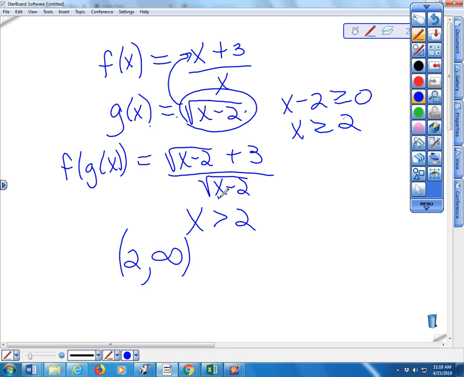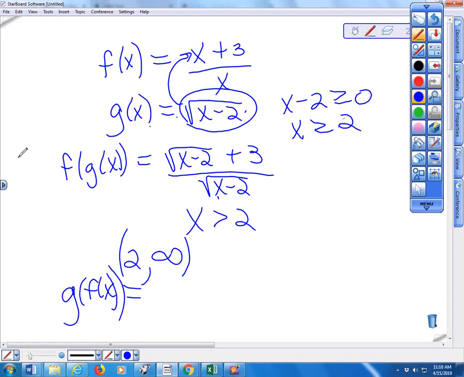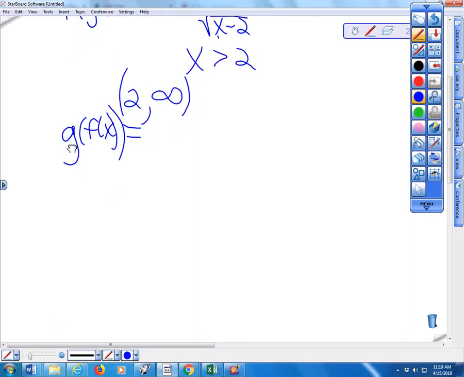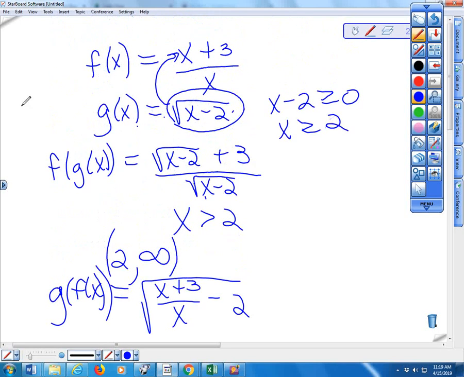Now, what about g of f of x? x plus 3 over x, plus 2, minus 2. So the first thing I have to do is analyze the domain of this. Well, x can't be 0. There's no other restriction. It just can't be 0. So I'm going to just write that to the side here.